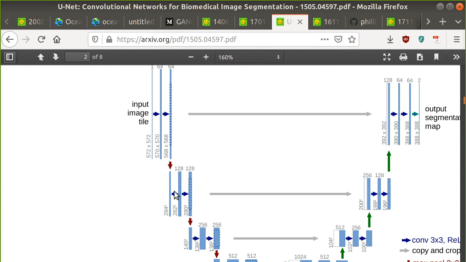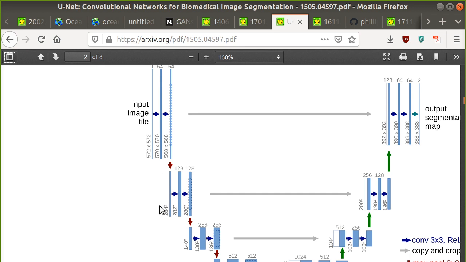We repeat this after some more, we process a little more at this resolution. Then we drop the resolution again, increase to 256 channels. And we keep up with this pattern, right? As we go deeper and deeper into the network, the number of channels increases, but the spatial resolution decreases.